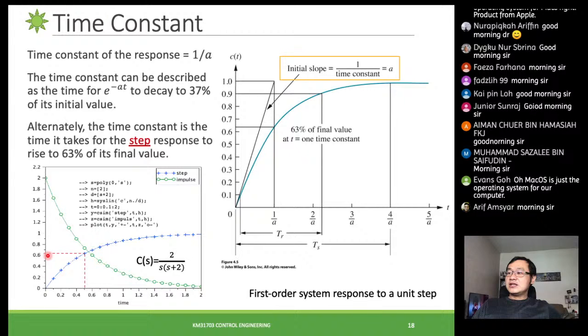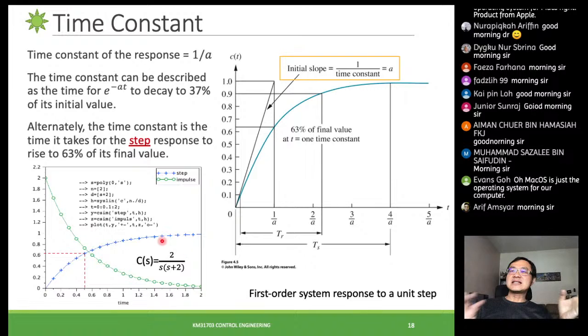So 0.5 is my 1 over a, my time constant, meaning to say that a equals 2. So immediately I know the transfer function should be 2 divided by s plus 2, which is correct, because this curve I generated using 2 divided by s plus 2. So this is how we can check whether it is correct or not.